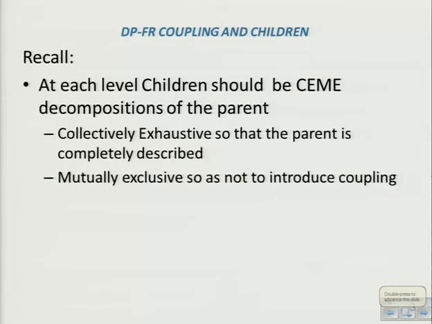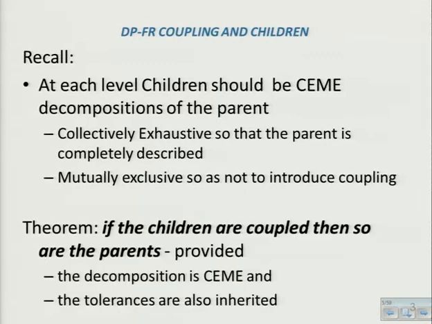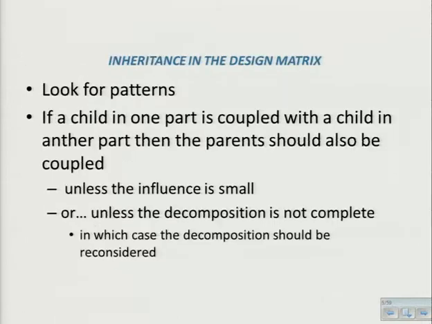So remember, at each level, the children should be semi-min decompositions of the parent. So that means collectively exhaustive, so that the parent is completely described, and mutually exclusive, so as not to introduce coupling at the FR level already. And we'll take a look at some more details on that. All right, so here is an important theorem. If the children are coupled, then so are the parents, provided that the decomposition is really semi-min and that the tolerances are also inherited. Let's see what that means.